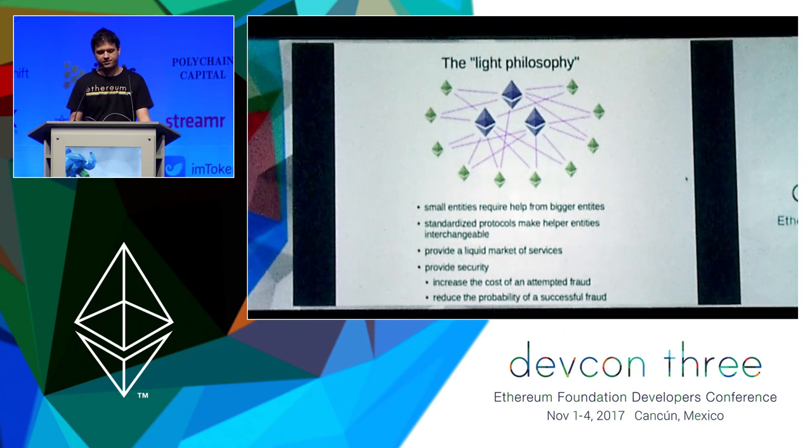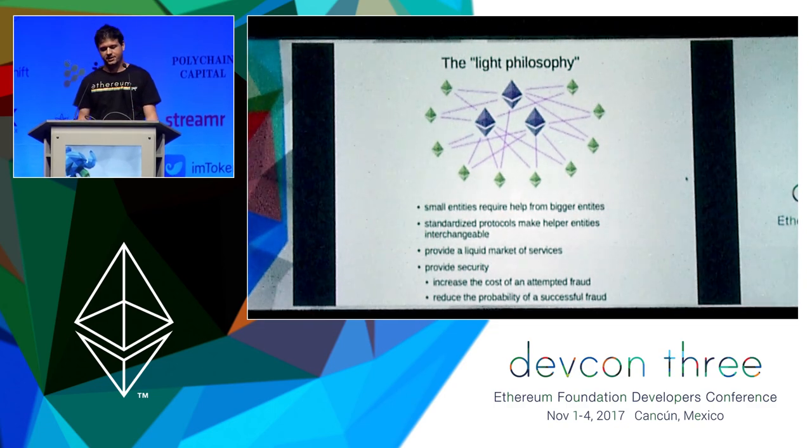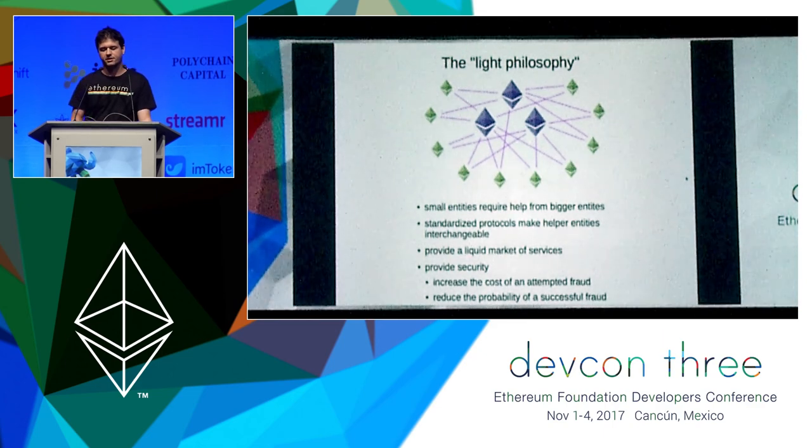All of this is, of course, quite far from the original idea of the light client, but I believe it still fits pretty well with the philosophy of what the original light protocol is based on, because the idea is that in this massive world computer ecosystem, there are nodes with very different capabilities, and small entities will always require help from bigger entities. And what we can do to avoid the concentration of power is that we can create standardized protocols that make the bigger helper entities interchangeable and therefore create a liquid market of services, so that whenever someone wants to stop providing services or raise their prices very high, then other servers can just take over and no one can stop them from doing so.